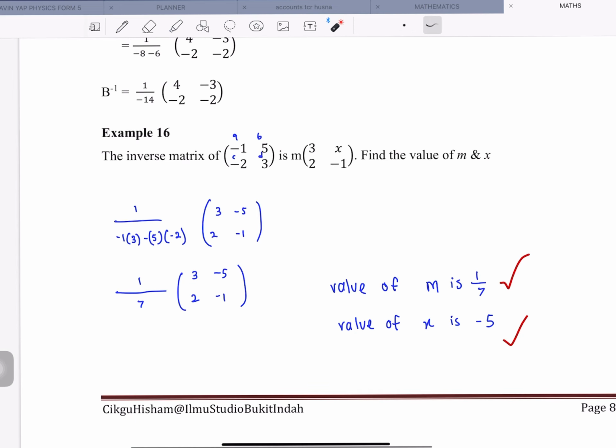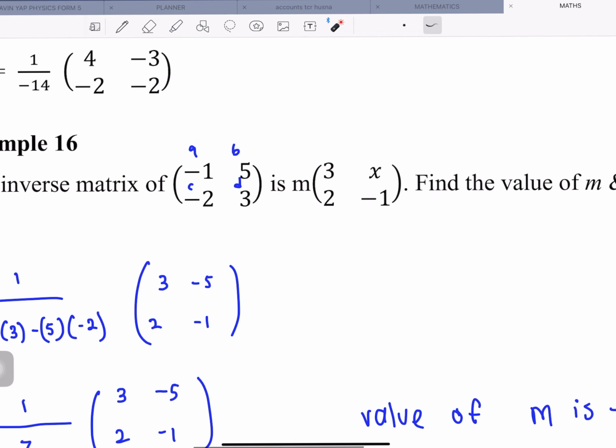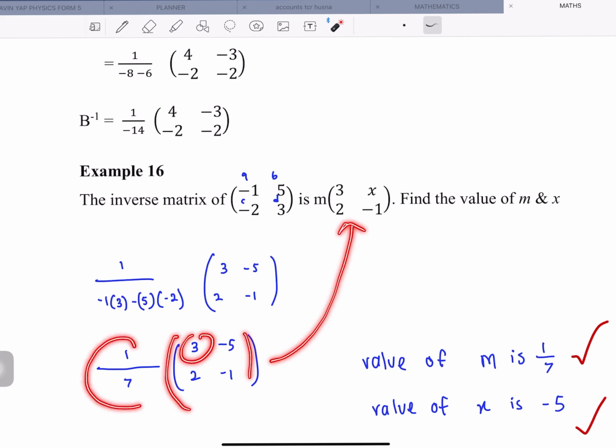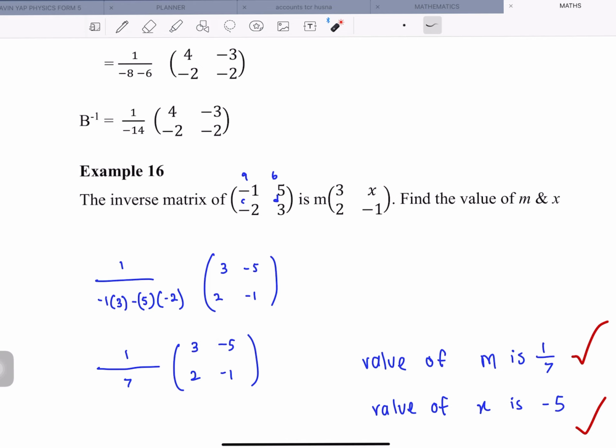Okay, let's look at this question over here. The inverse matrix of these things, make sure you label them so that it makes your life easier. A, B, C, D is M here. Find the value of M and X. So first, let's find the inverse matrix of this. After you find the inverse matrix of this, as you can see here when we do a comparison, we know that M equals 1 over 7 and X equals negative 5.